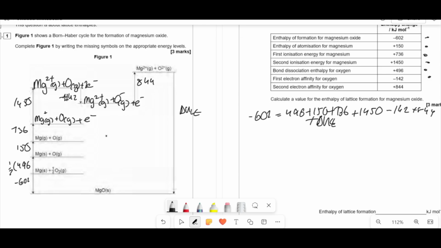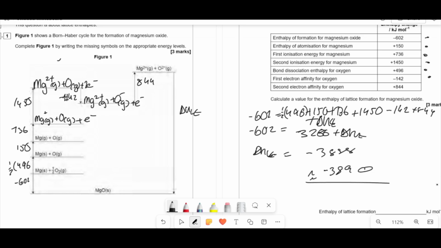So in this case, wherever the 496 is actually a half of it there instead. So then if I work this out, let's see what we get. So minus 602 equals, we get 3286 plus delta H lattice enthalpy. So delta H lattice enthalpy is going to equal this minus 602 minus that. So that gives us minus 3888 kilojoules per mole. Let's try and match the significant figures in the question.